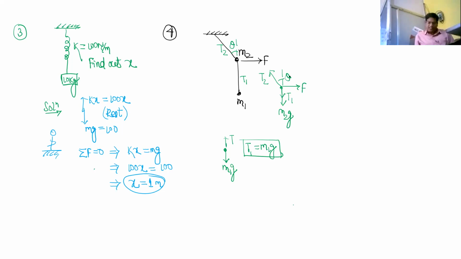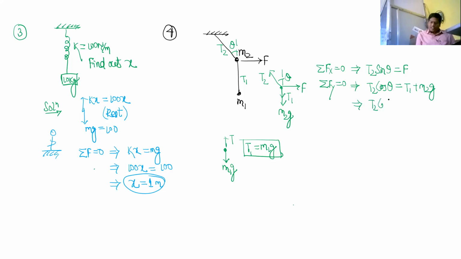Then write equations. Net force will be 0 in x direction and net force will be 0 in y direction. So in x direction, from that I will get T2 sin theta equal to F. In vertical direction also net force is 0, so I will get T2 cos theta equal to T1 plus m2g. T1 we have already got, so it is m1g plus m2g. So we have got two equations, and then we will solve the equations.